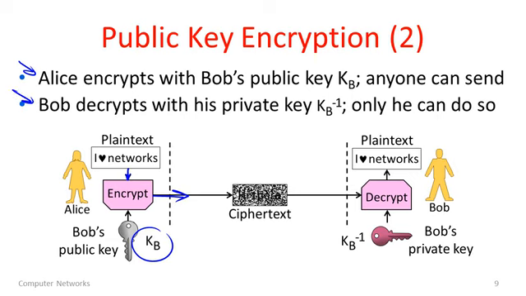The second step, as it goes over here, is that Bob decrypts it with his private key, and he can get back to plain text. Now that private key, KB to the -1, is a key that only Bob has. So he hasn't given this key to anyone else, not even Alice. So he's the only person who is able to decrypt and read this message. So we've created a system where anyone can send an encrypted message to someone and only they can read it. That's public key encryption.